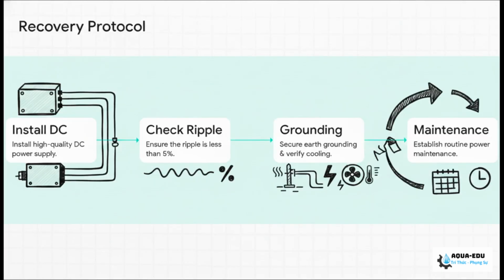Here is your exact step-by-step recovery protocol. Step 1. Install a high-quality DC power supply that meets the exact current requirements of your module. Step 2, and this is the golden rule. Ensure the ripple of that new supply is less than 5%. Less than 5%, guys. Step 3. Secure your earth grounding and physically verify the cabinet cooling is functional. And Step 4. Establish a routine power maintenance schedule so you never have to operate blindly again.